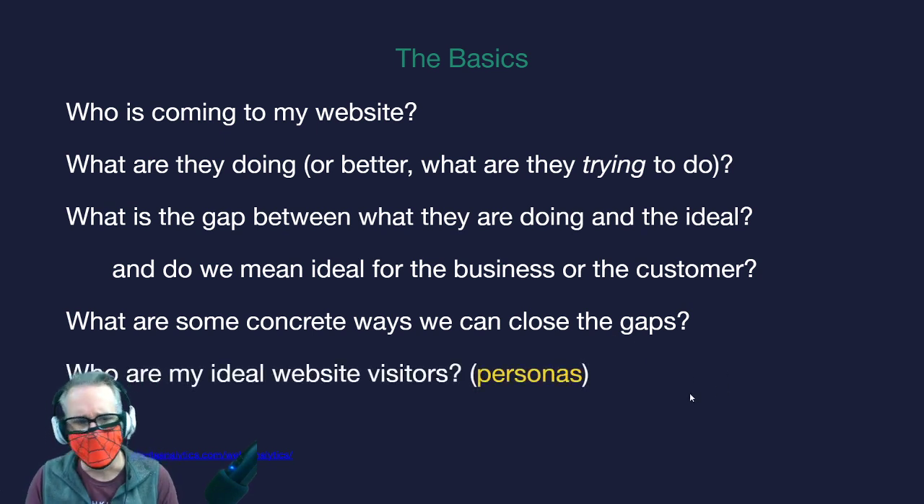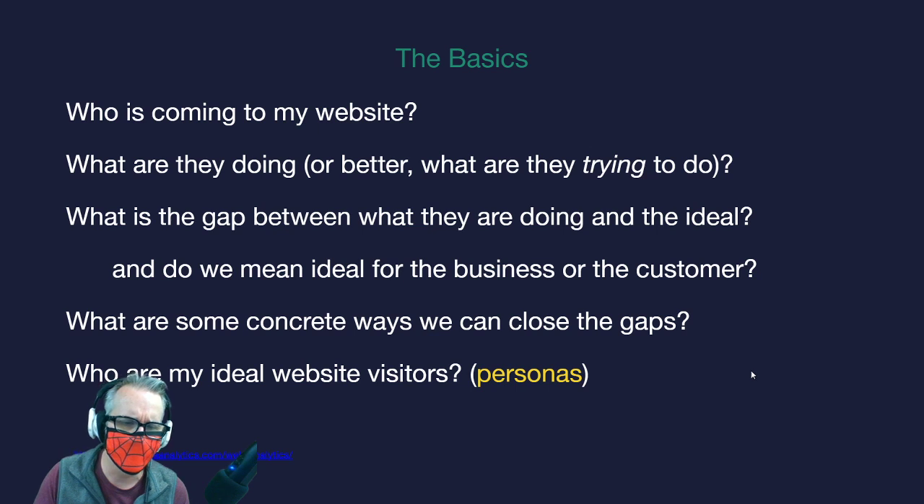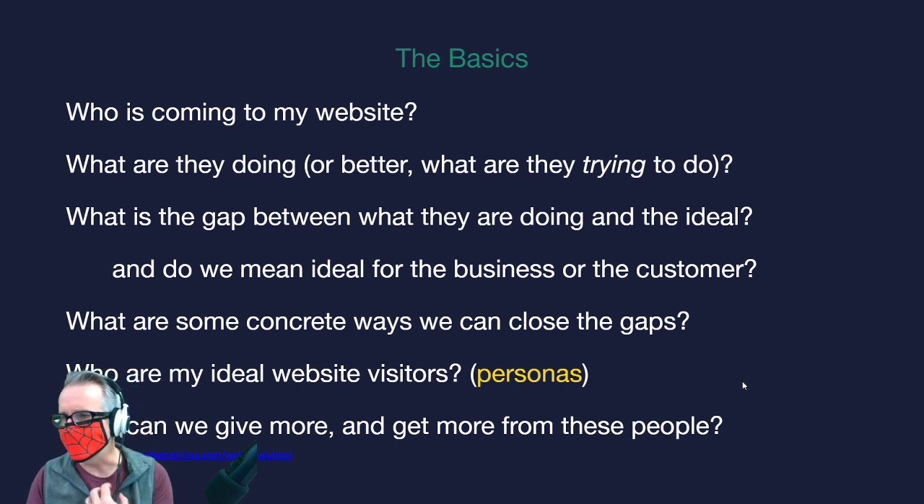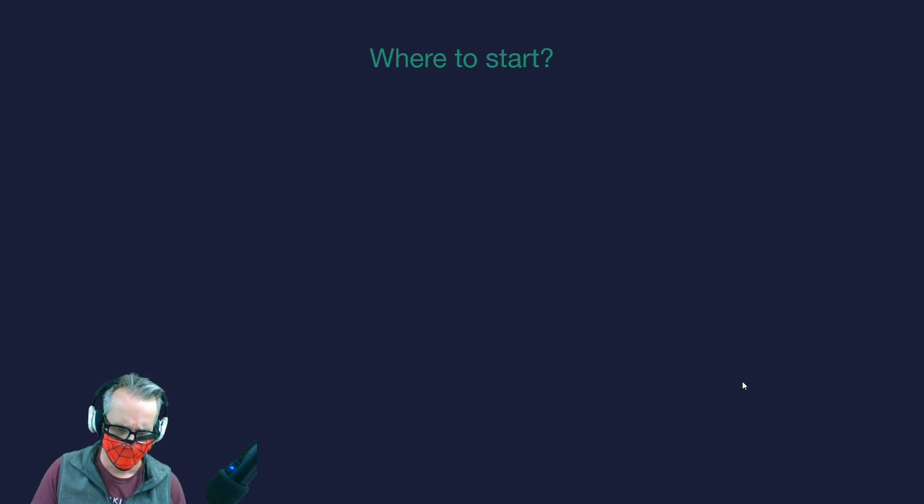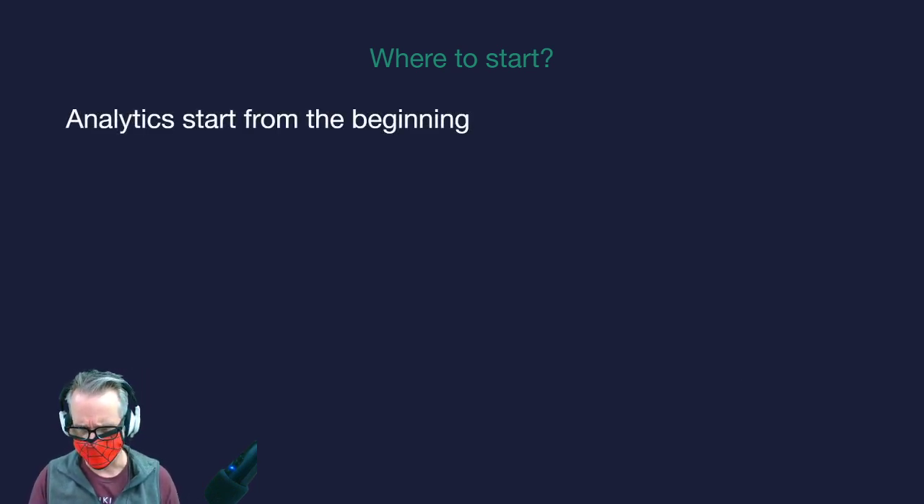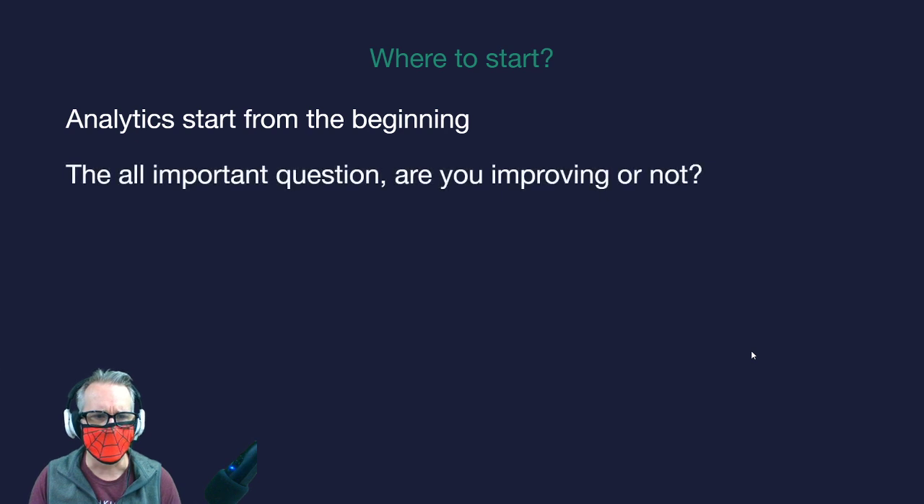And we're going to think about who are my ideal website visitors, personas. We talked about this previously, but we'll go a little bit more in depth. And lastly, how can we give more and get more from these people? How can we give and get more? Where do we start? You want to start doing your analysis, start your analytics at the very beginning of your website. So the all-important question, are you improving or not?